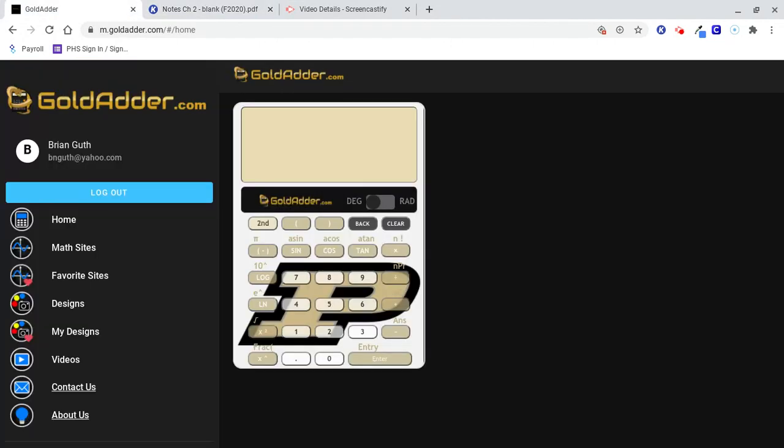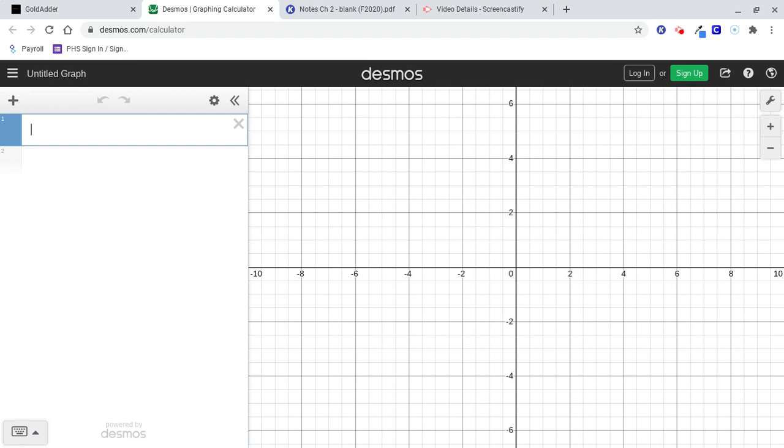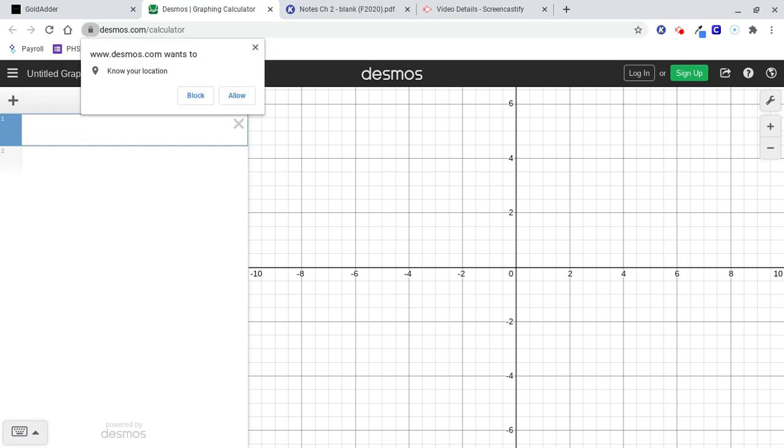So let's use Desmos. You can get there through my website. If you go to the math sites and find Desmos. Okay, I think Desmos is probably the best graphing site I've ever seen. So let's use that. We want to graph x equals absolute value of y.